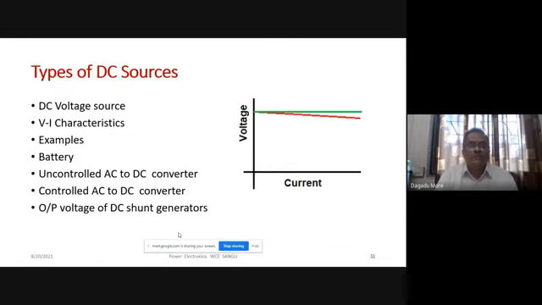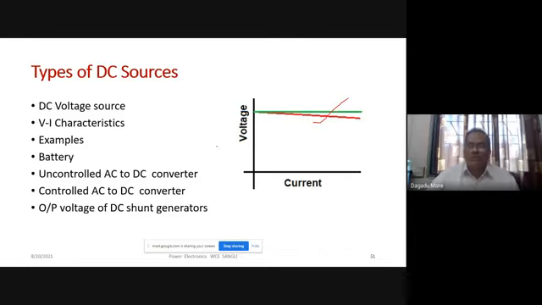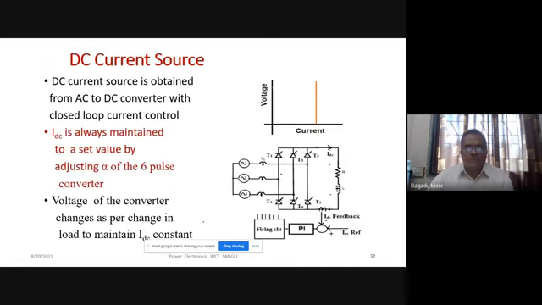One is a DC voltage source and another. So here, with the DC voltage source, the output voltage polarity and magnitude of output voltage remain approximately constant, and that is what we can call a DC voltage source. And we have seen the examples for this DC voltage source.